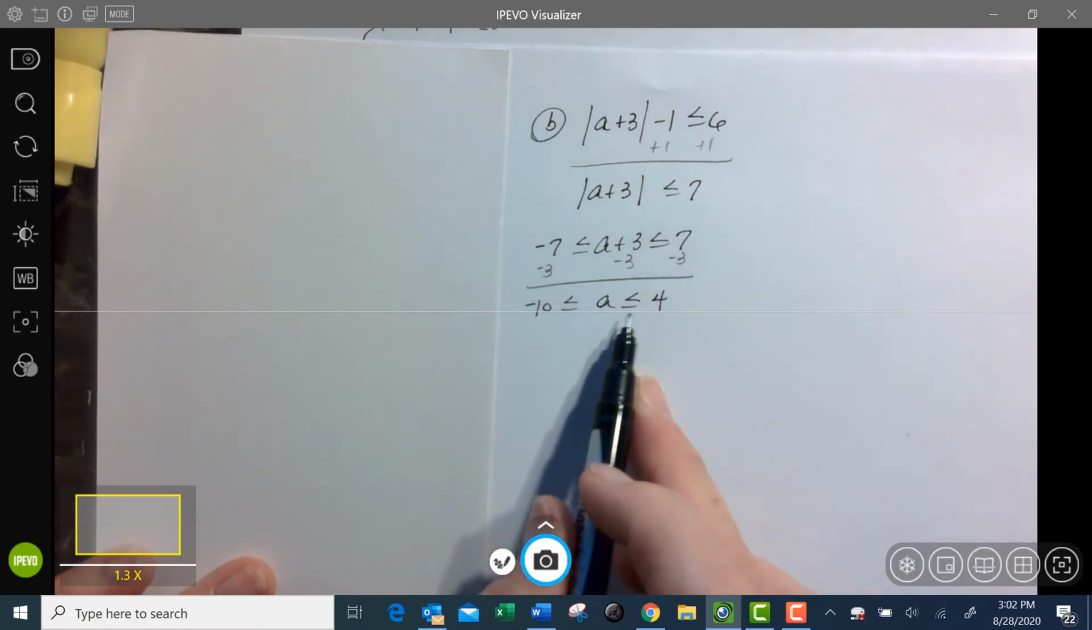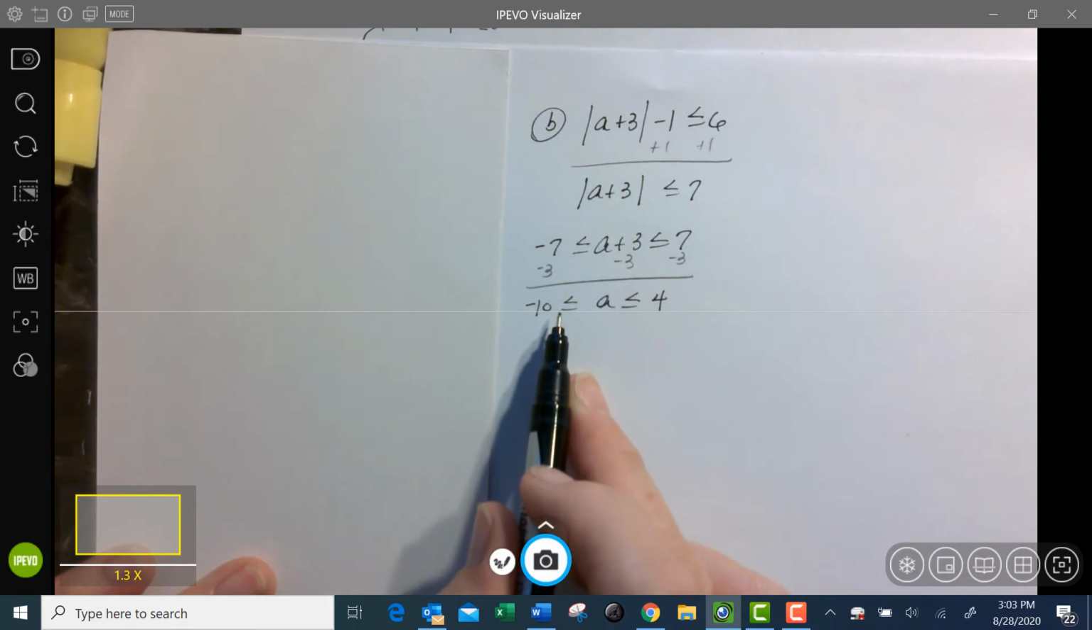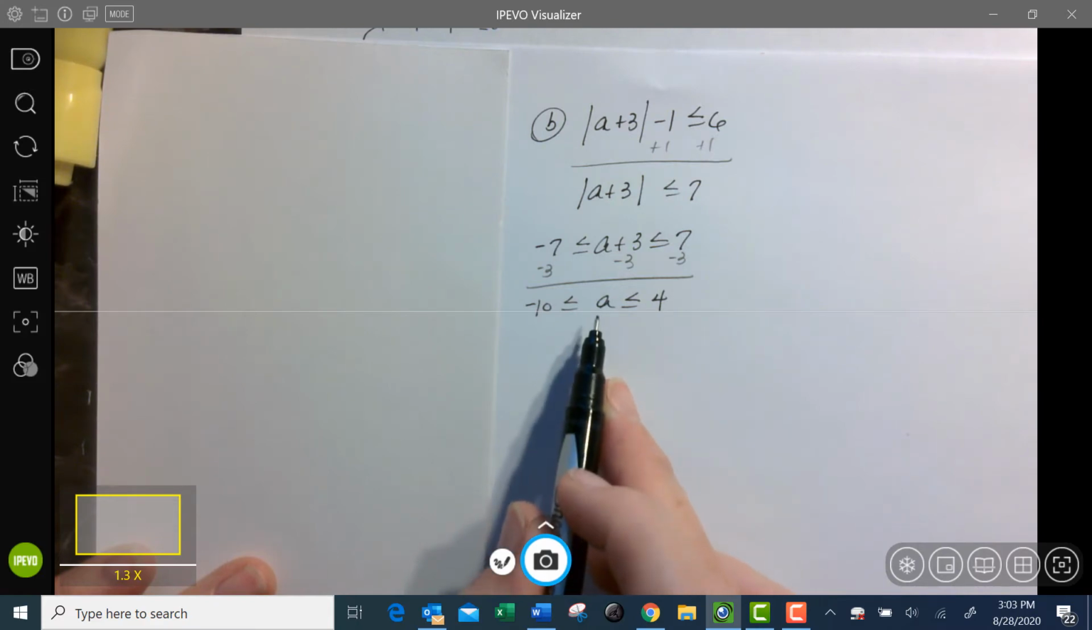This is a large number of solutions. A could be 1, 2, 3, 3.5, 3 3/4, 3.9, etc. Or negative values, -7, -6. Huge number of solutions. So we normally write this huge number of solutions in interval notation or as a graph.